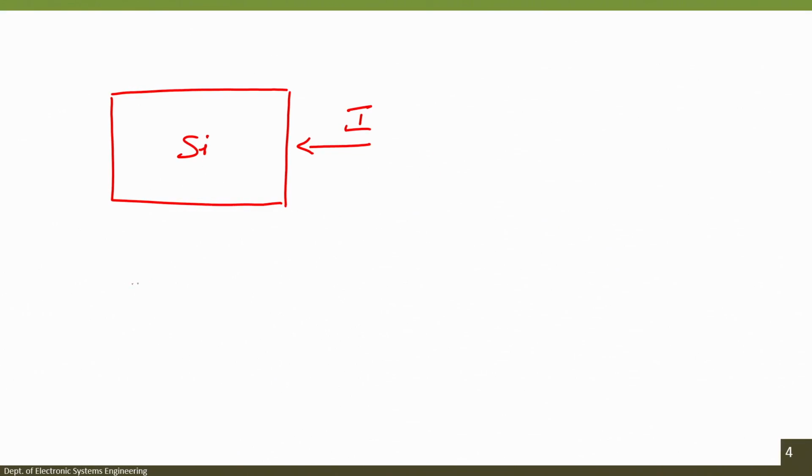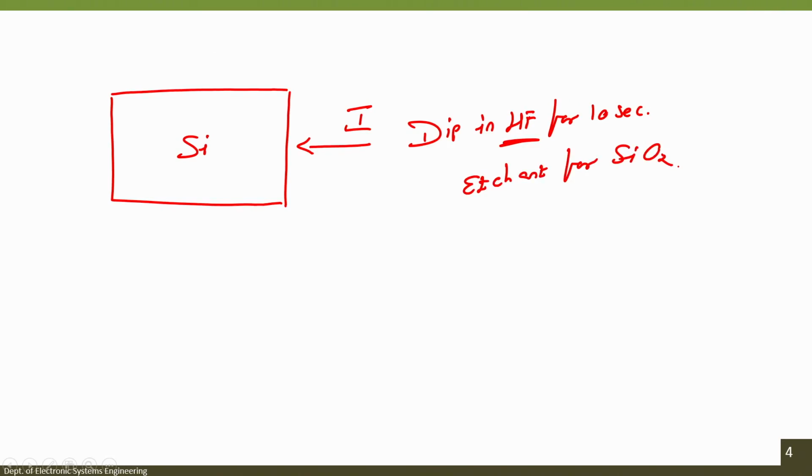The second step would be, before we go to the second step, we have to always remember after we take the silicon wafer, what we have seen? We have to dip this wafer in HF for some 10 seconds. Why? Because HF is the etchant for silicon dioxide. HF is the etchant for silicon dioxide. So, we have to dip this wafer in HF.